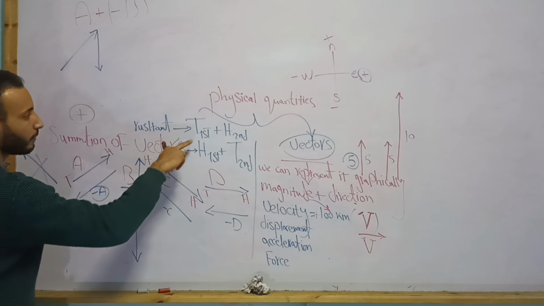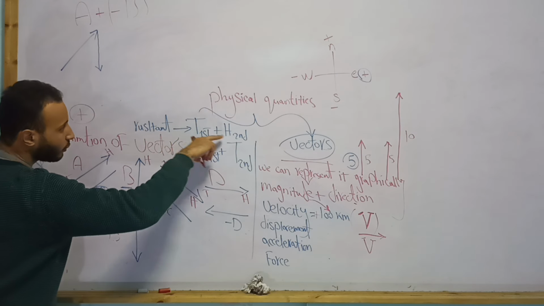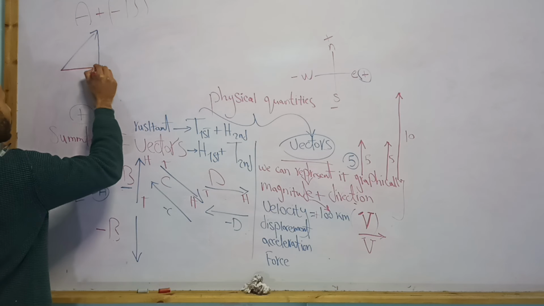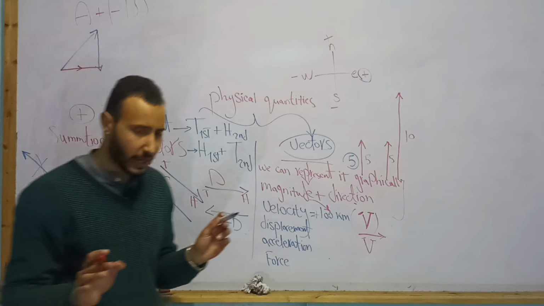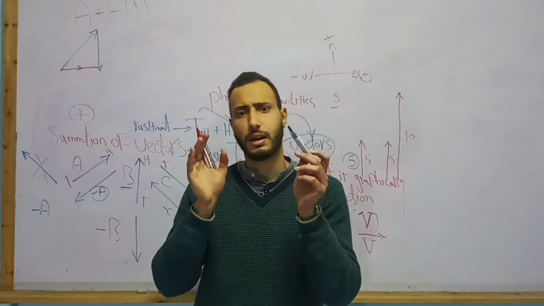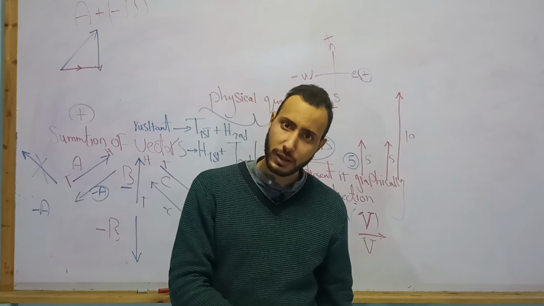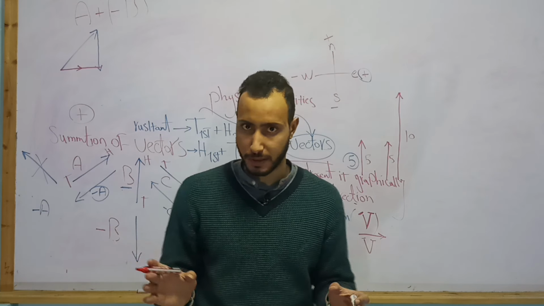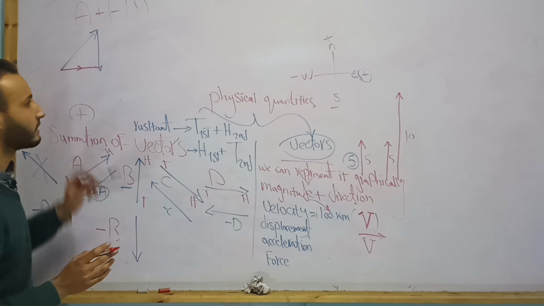The resultant is from the tail of the first vector to the head of the second vector. The tail to the head. Or you can say the straight line from the starting point to the ending point, like the displacement. Okay? So this is called the resultant.